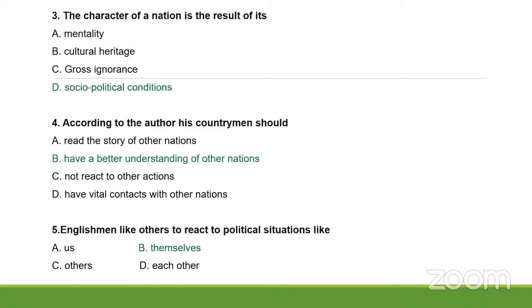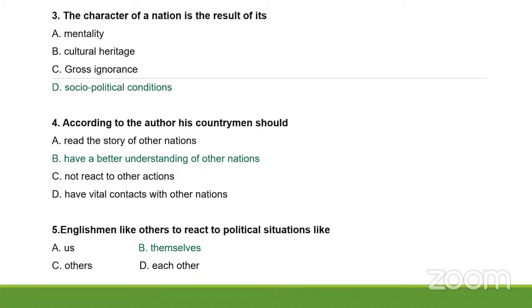The character of a nation is a result of its socio-political conditions. That is in the passage, as you can see in the last lines, where it is mentioned that socio-political conditions cause the characteristics of the nation. So that is the answer to this question. That's how we come up with it.